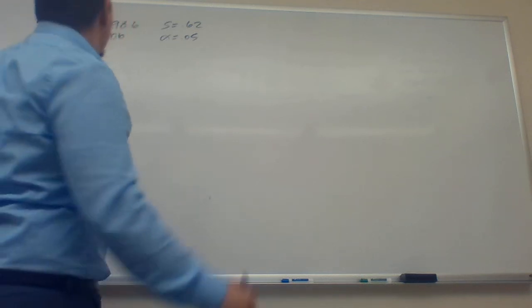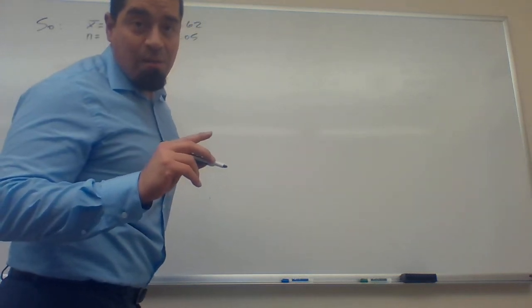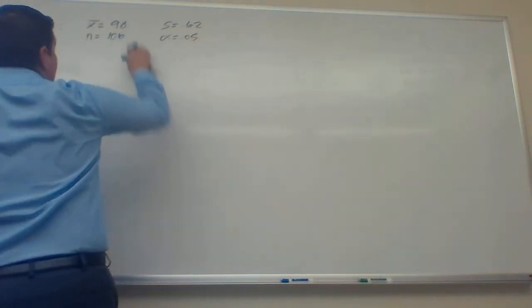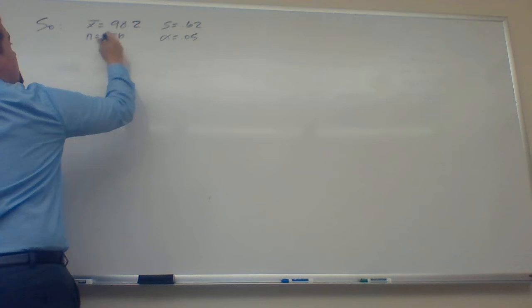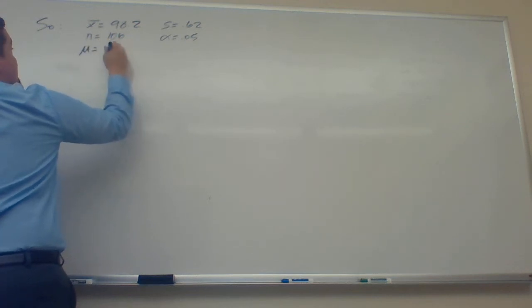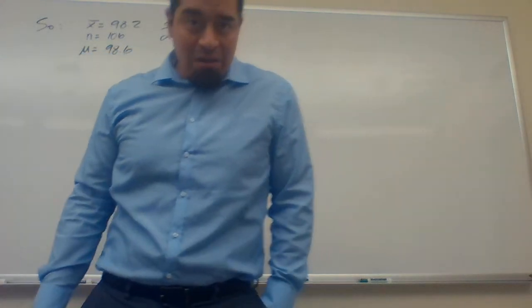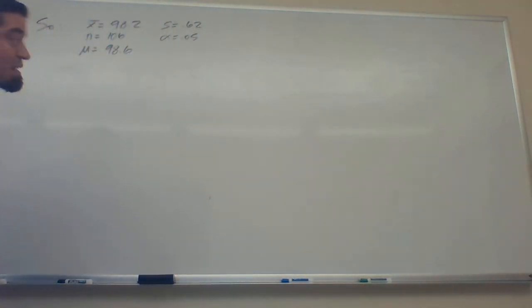Our X bar, actually, let me be careful. I think our X bar is 98.2. Our mu, our previously known population mean, is 98.6. That's what's commonly known as the standard or the mean body temperature. Okay, so I think I have what we need.